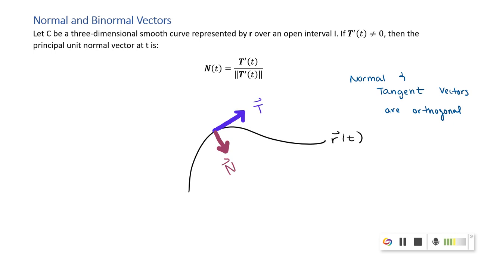The unit normal vector, or principal normal vector, is defined to be the derivative of our unit tangent vector, T prime, divided by the magnitude of T prime. And I have drawn in purple what that principal normal vector would look like. The normal and tangent vectors are always orthogonal. They make a 90-degree angle with each other. And the principal unit normal vector always points inward if the graph is curved, so in the direction that it's turning or curving, as I have shown in this picture.